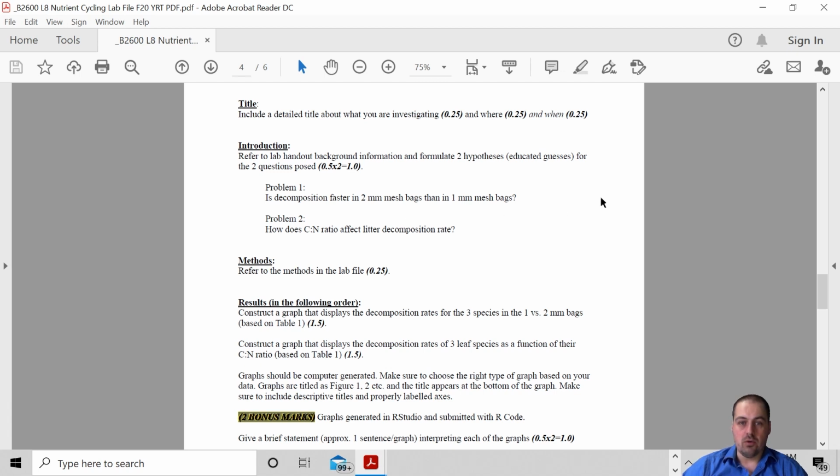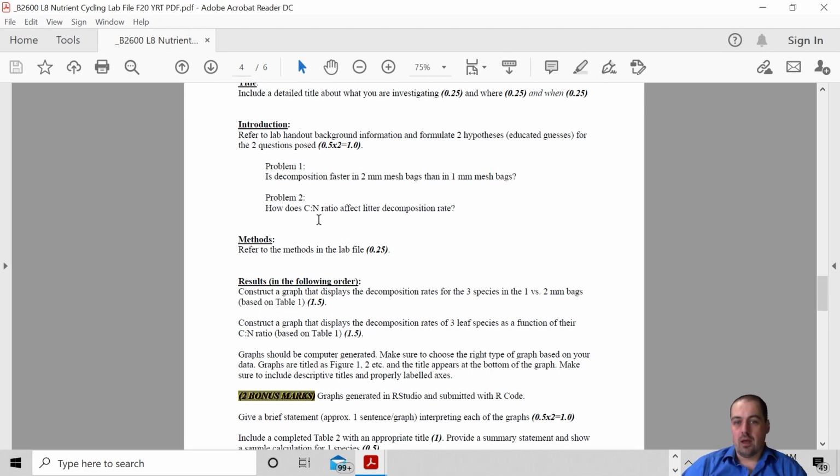You're going to formulate two hypotheses that answer these problems. For those of you that still don't know how to make a hypothesis, I'll mention it again. The problem is always going to be a question, and to make your hypothesis, you just convert that question into a statement. So if the question is, is decomposition faster, blah, blah, blah, your hypothesis will simply go, decomposition is or is not faster in blah, blah, blah. And that's your hypothesis.